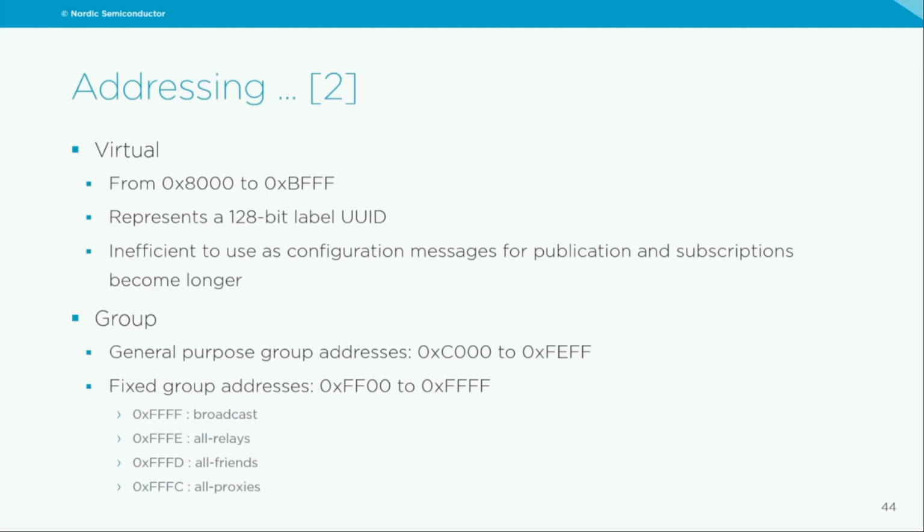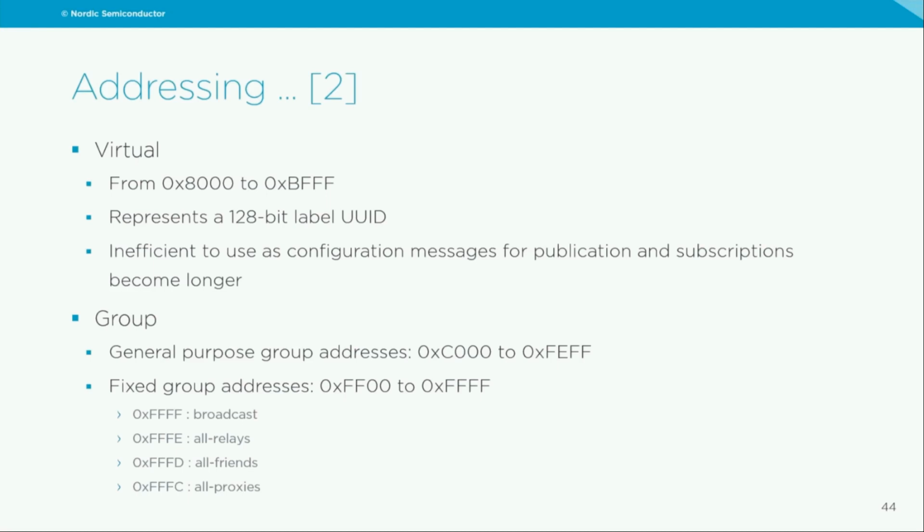There is also a special kind of group addresses called fixed group addresses. These group addresses have certain functionality associated with them. A broadcast group address can be used to address primary elements of all nodes in a network. Similarly, all relays, all friends, or all proxies group addresses can be used to address the primary element of those nodes which have the specific functionality enabled on them.